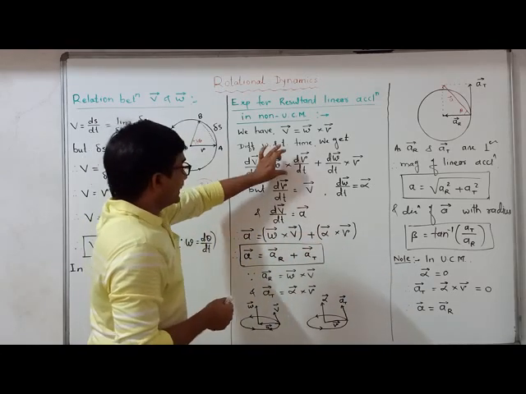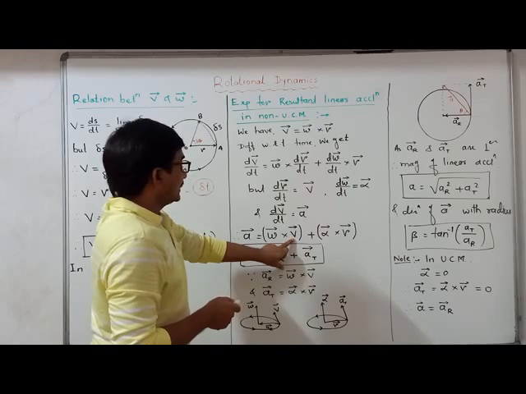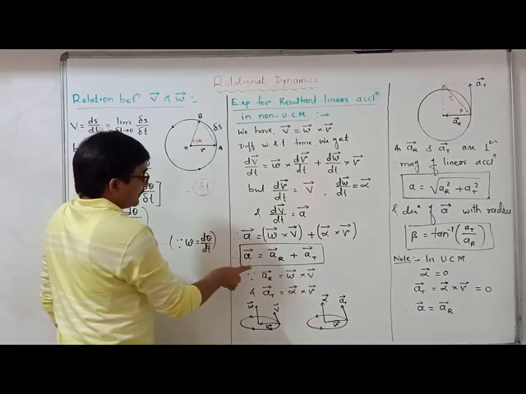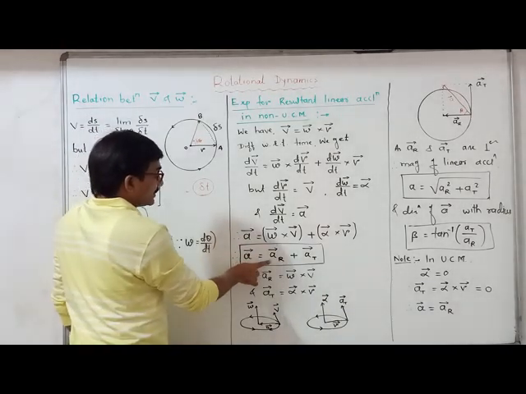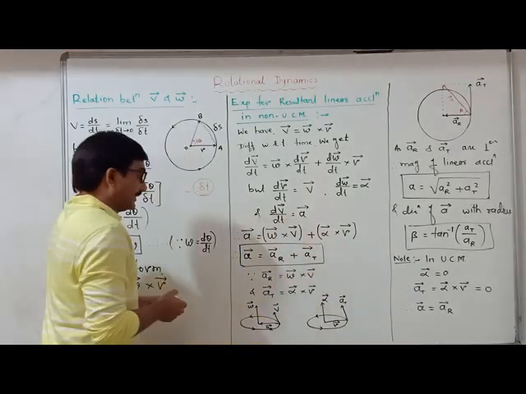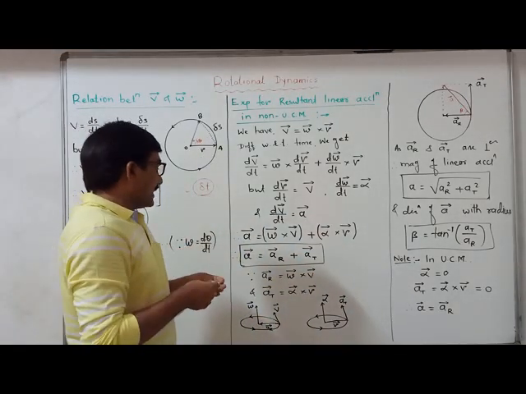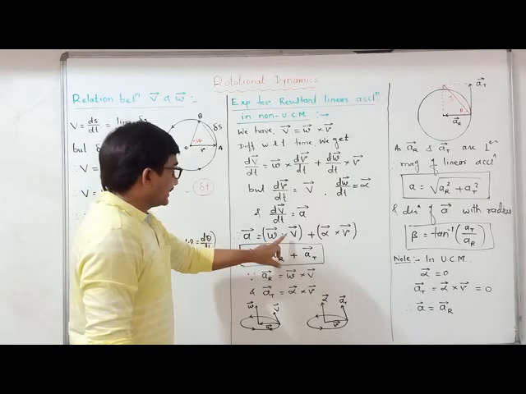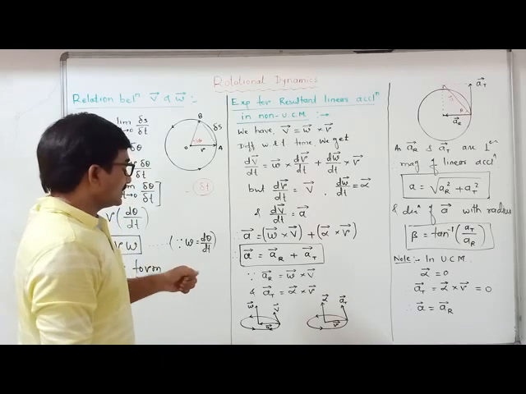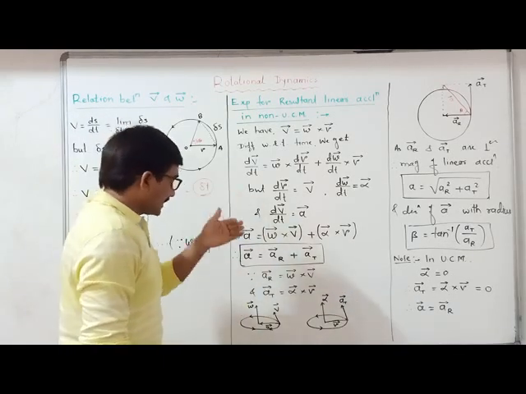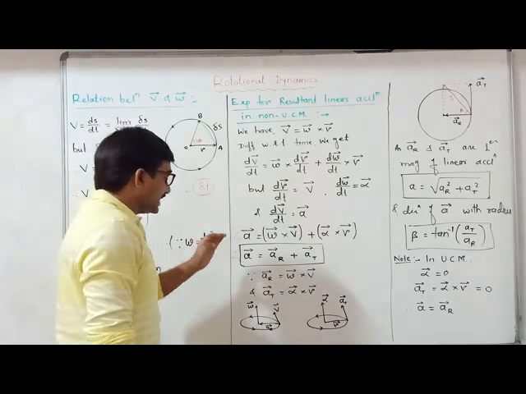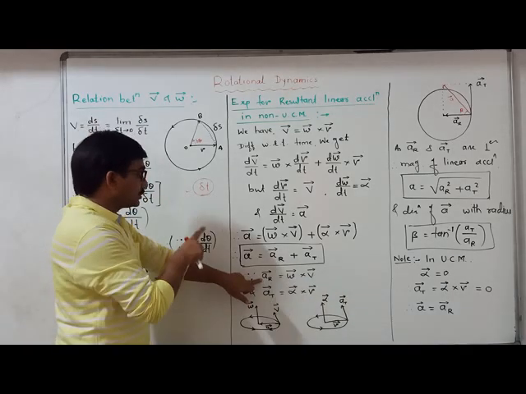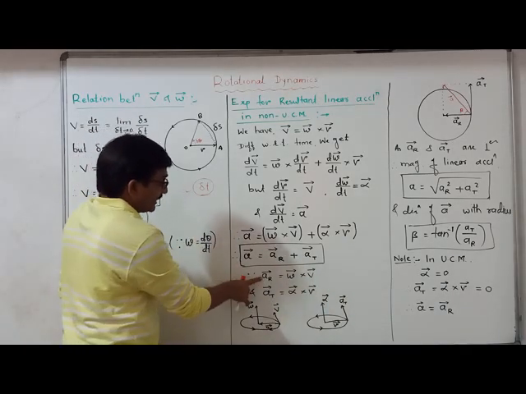So now here note that dr upon dt gives the linear velocity, and d omega upon dt gives the angular velocity. And so this equation can be written as total linear acceleration is equal to vector ar plus vector at. Now note that the vector omega cross vector v product has its direction along the radius and towards the center of the circle. So this is the radial component of total linear acceleration, which is given by vector ar.